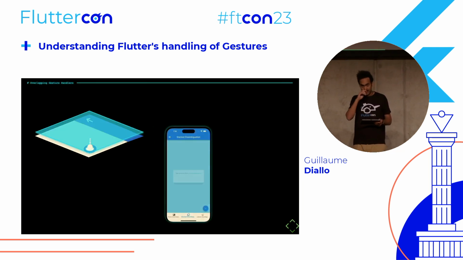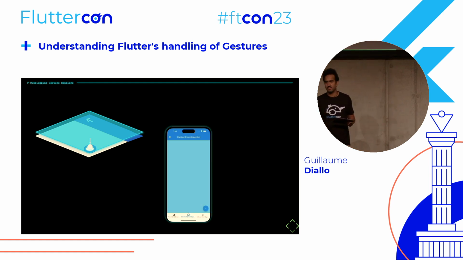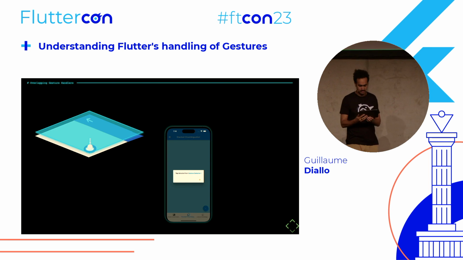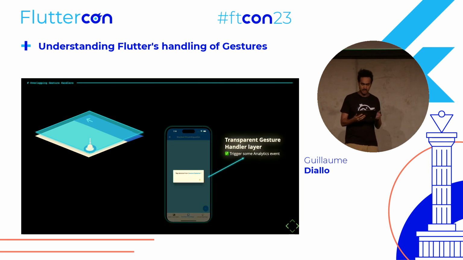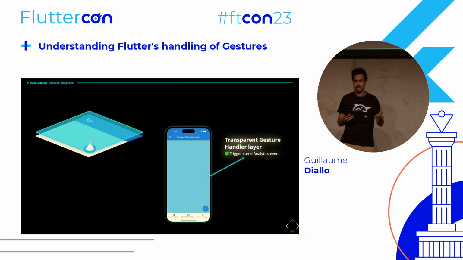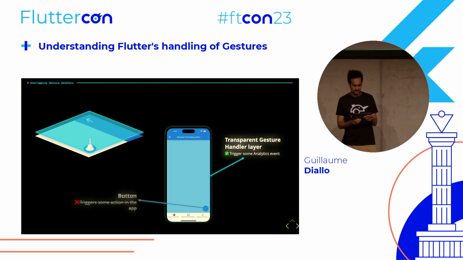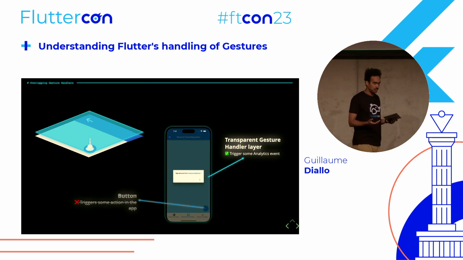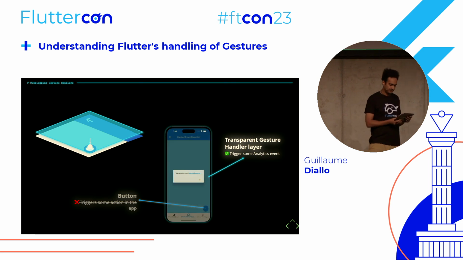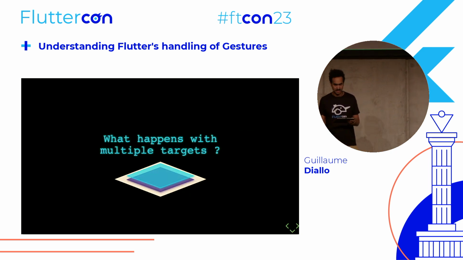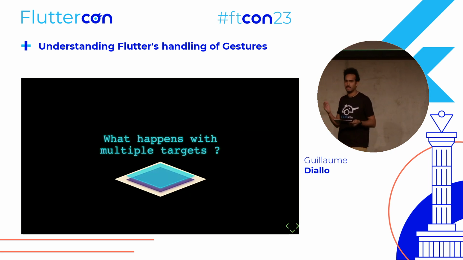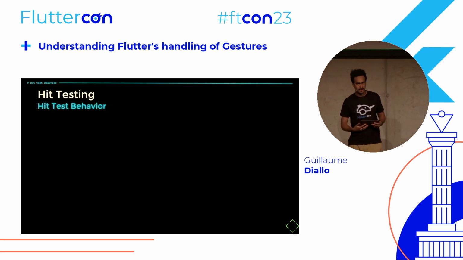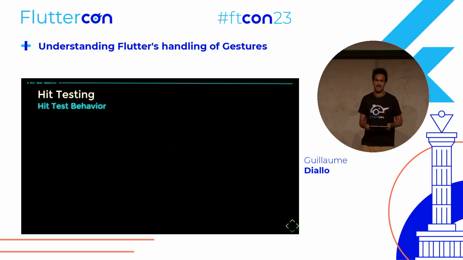So if you do this and implement it using the stack or wrapping your gesture detector, you get that result. It means no result, actually. The transparent layer is rightfully called, but actually the button is never triggered. So this is not what we expect, right? So how do we do this? What happens when we have multiple target handler overlaying? To understand this, we need to understand what hit test behavior is.